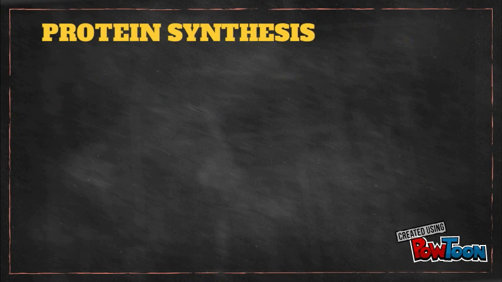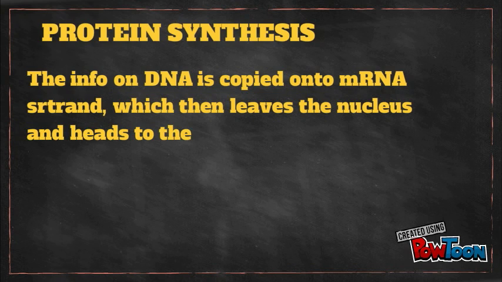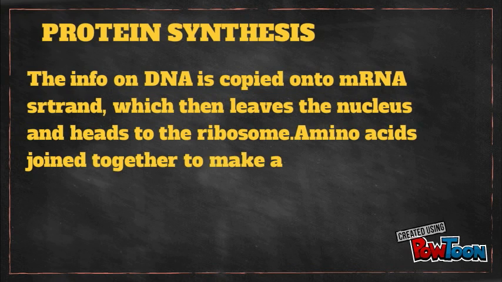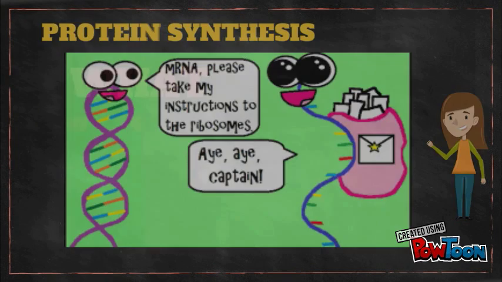In protein synthesis, the info on DNA is copied into the mRNA strand, which then leaves the nucleus and heads to the ribosome. Here, a tRNA molecule brings an amino acid that is coded for by codons on the mRNA. Amino acids are bonded together as the mRNA moves through the ribosome.